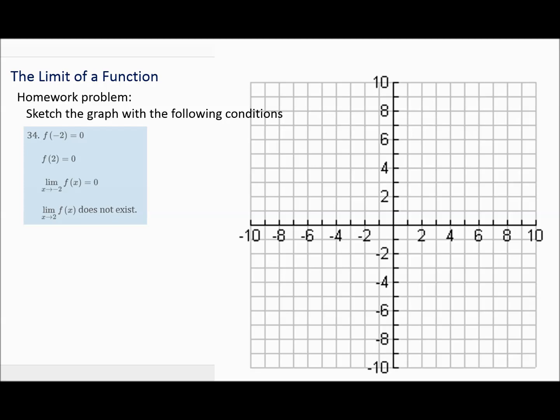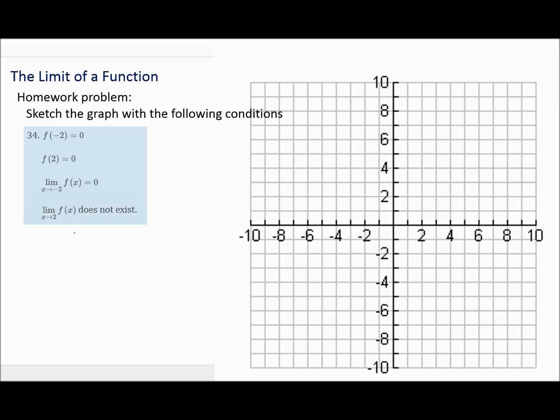So stop for a minute, pause it if you have to, see if you can draw a function that meets all 4 of these requirements. So f of -2 is 0, f of +2 is 0, the limit as x goes to -2 is 0, and the limit as x goes to +2 does not exist. Did you get it? Remember, you have to pause it. I'm not asking you to do it that quickly. Okay, here we go.